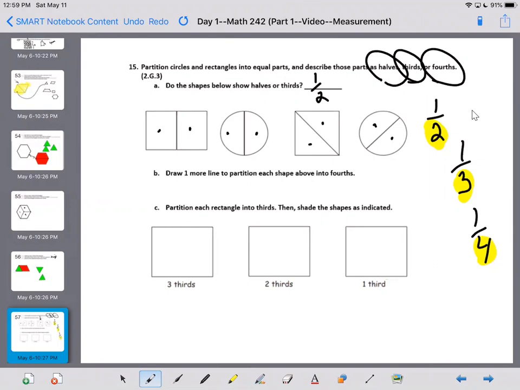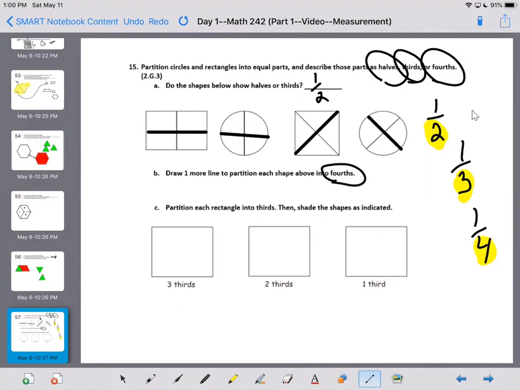So if I erase those, and then if I want to draw one more line to partition each into fourths, so I want to create fourths. What I already have there, I'm just going to draw that line horizontally to create the 4 parts here. And then I'm just going to go to another diagonal, and then I'm drawing another diameter.